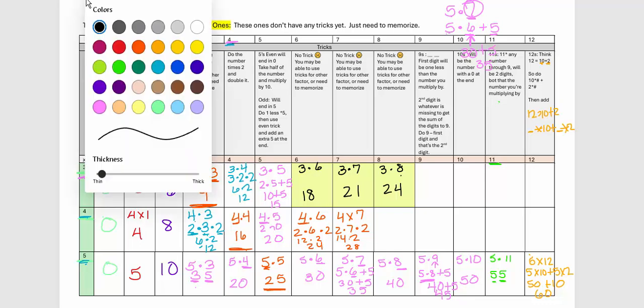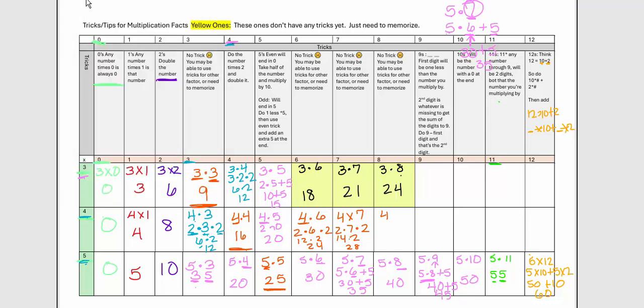8 times 4, or 4 times 8. So remember we can do 2 times 8 and then double it. So 16 times 2, which is 32.